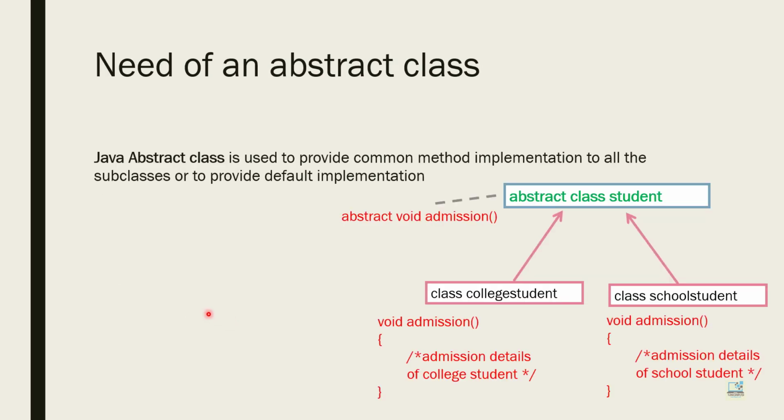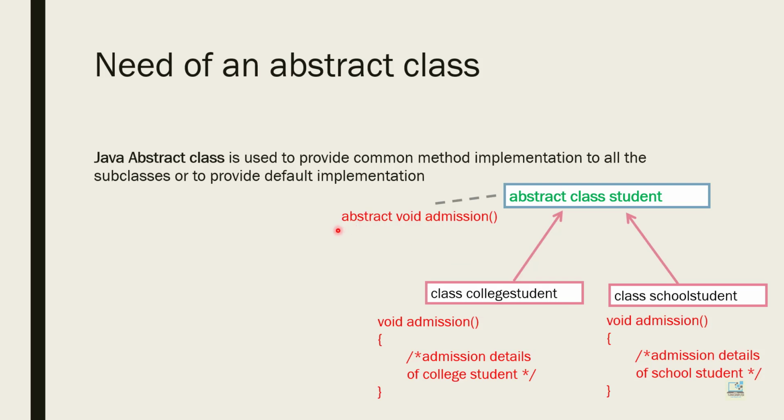Now, what is the need of an abstract class? We can say that a Java abstract class is used to provide common method implementation to all the subclasses or to provide default implementation. For an example, suppose I have a class student, and using that class I want to derive two more classes, college student and school student. Now we know that the properties of a student are also present in the college student as well as in the school student, but some extra details will be there.